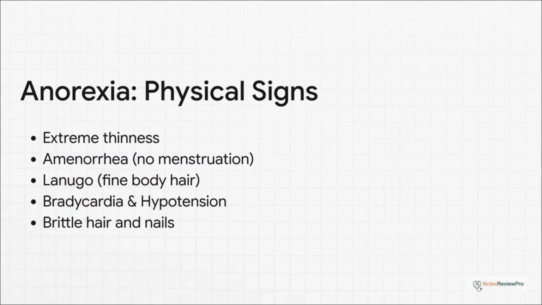So, when you see these signs, you're literally seeing the body's desperate attempt to survive starvation. The heart rate slows way down, blood pressure drops, body temperature falls. It's all an effort to conserve energy. And that fine, downy hair, lanugo, that's the body trying to grow its own little blanket to stay warm without any body fat for insulation.